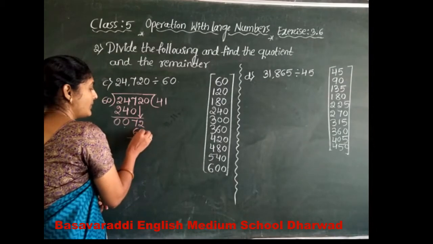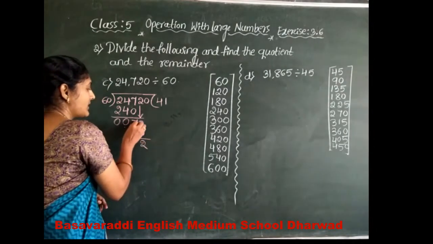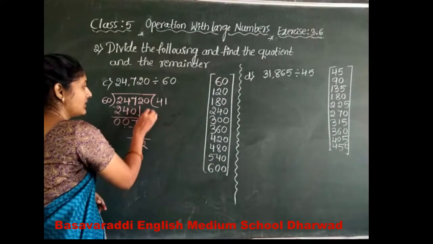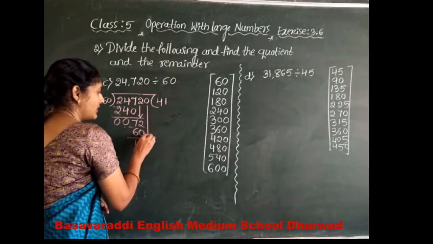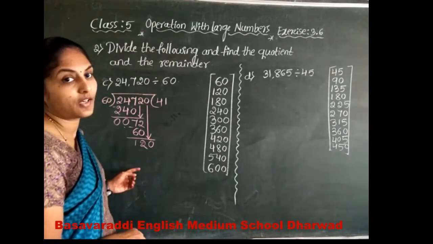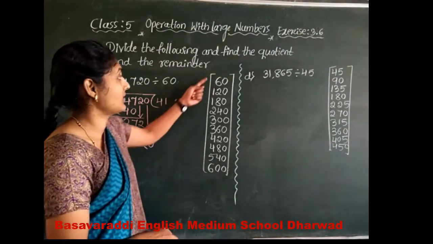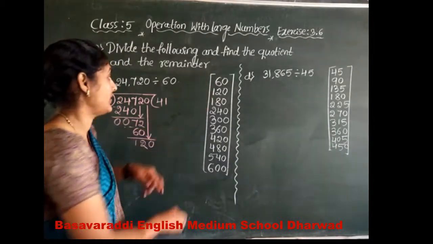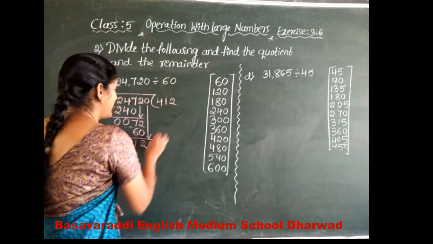So 72 minus 60: 2 minus 0 is 2, and 7 minus 6 is 1. Take down the ones place. Let's club the number. It becomes 120. Let's check. The 120 is there. Yes, 60 times 2 is 120.